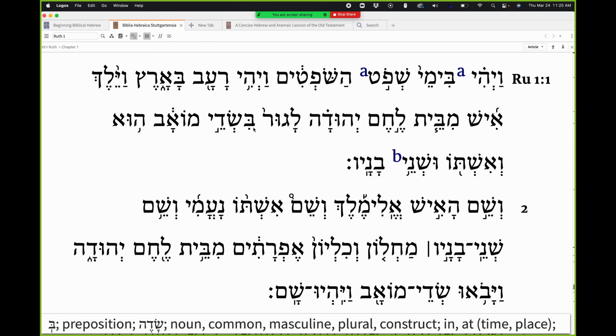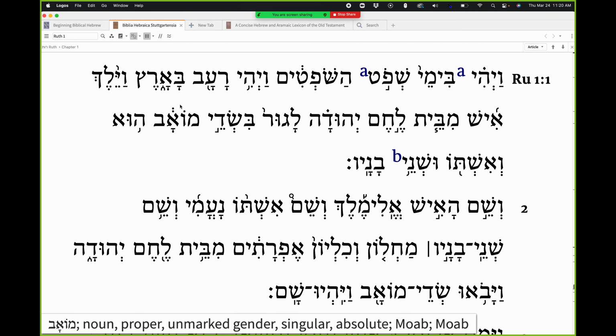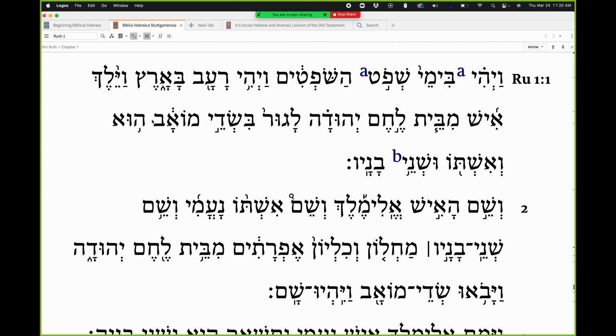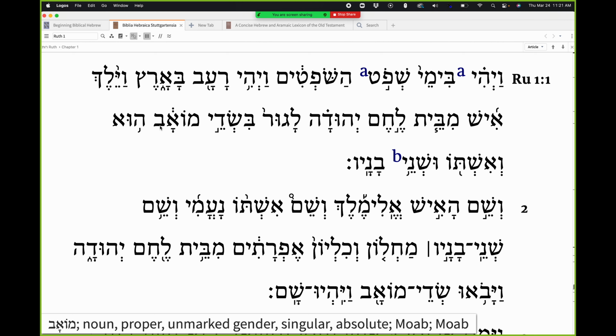Bisdei. This is the bet preposition on sadeh, but this is going to be the masculine plural construct. So bisdei is going to be in fields of Moab, which is Moab. This is a name of a place, so it is definite. That means that sadeh is definite here. So that would be in the fields of Moab.